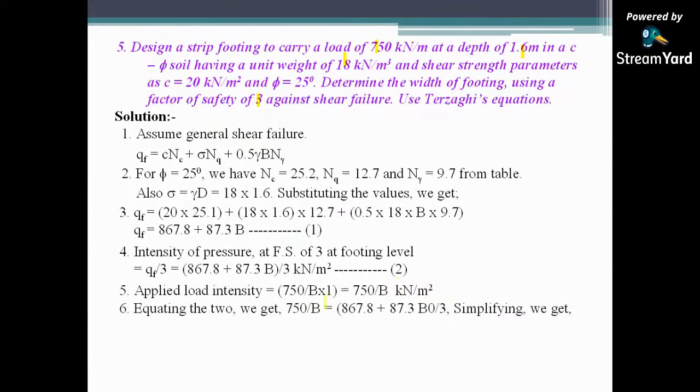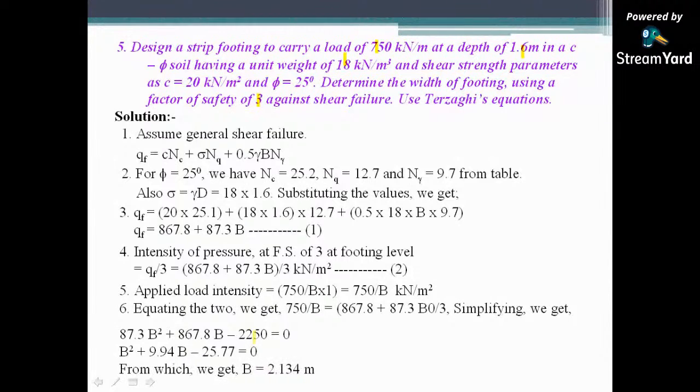So this you have to substitute. Equating, 750 upon B equals 867.8 plus 87.3B divided by 3. So we get a quadratic equation, and solving it on your calculators, you will get B equals 2.134 meters.